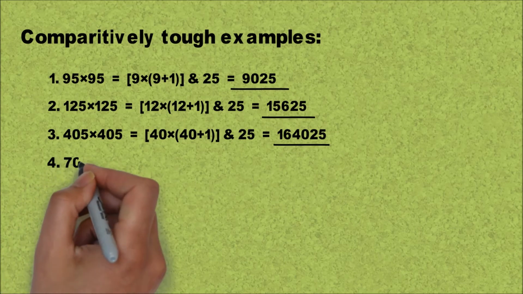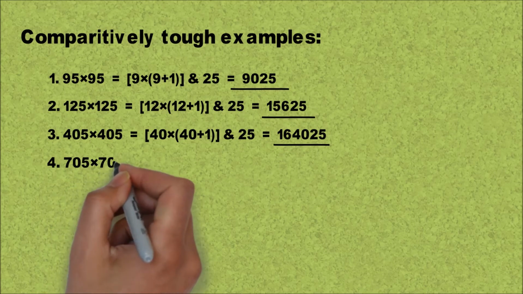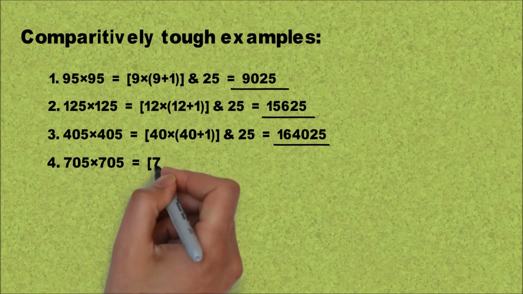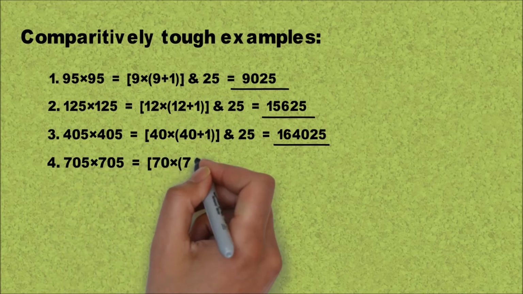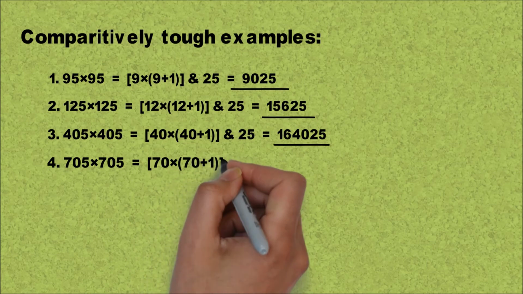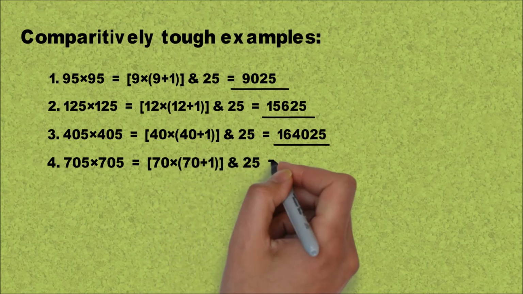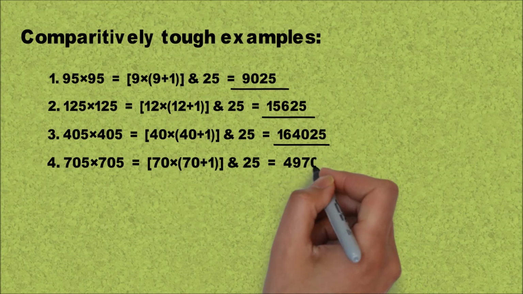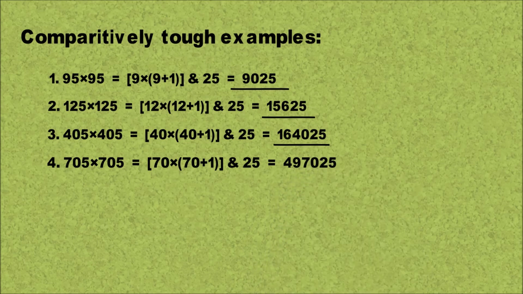705 squared is 70 multiplied by 70 plus 1 and 25. Using the general rule of thumb, it can ultimately be written as 497,025. Therefore, the square of 705 is 497,025.